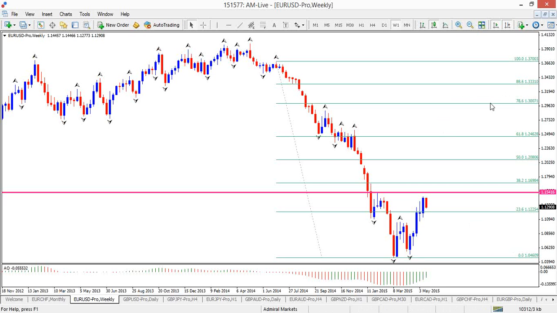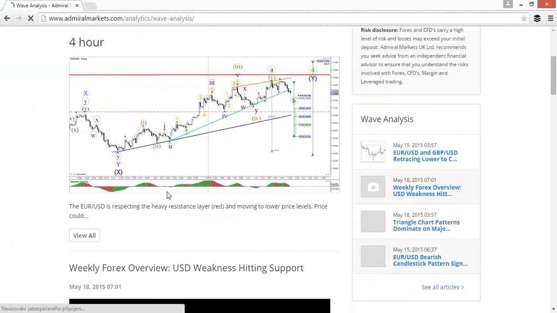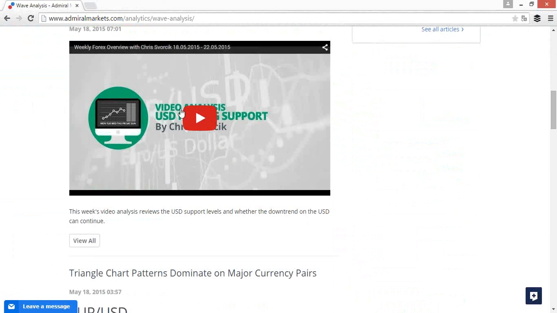So let's take a look at the euro dollar weekly chart. We of course had last week another weekly candle close, and if you are curious about what I think of the weekly open, then you can always find out by looking at Monday around 10:09 UK time. Go to Wave Analysis on the Admiral Markets site right here, and you should see a weekly Forex overview, right? And then there should be a video.